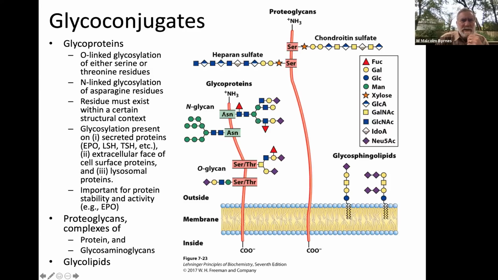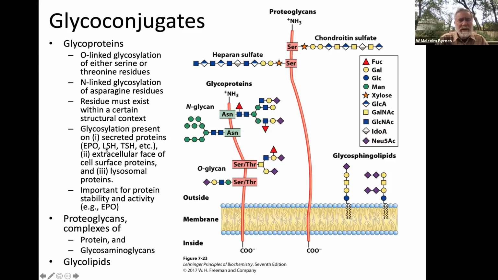When you attach the carbohydrate to the serine, threonine, or asparagine, those residues exist within a certain structural context. Not just any serine, threonine, or asparagine can be the site of attachment, right? The locus of attachment. Glycosylation is present, as I mentioned, in secreted proteins such as these different glycoprotein hormones, erythropoietin.